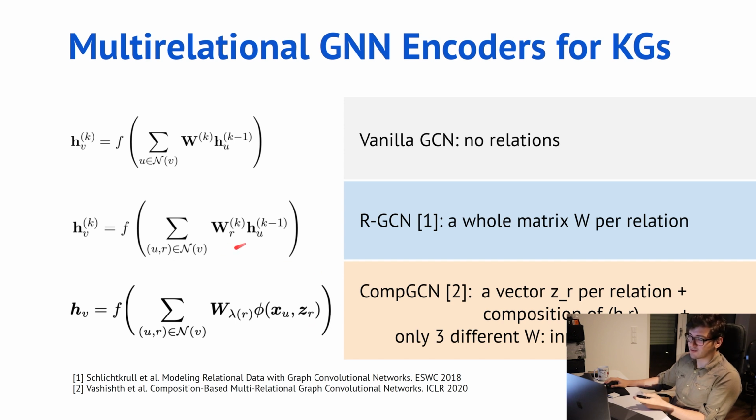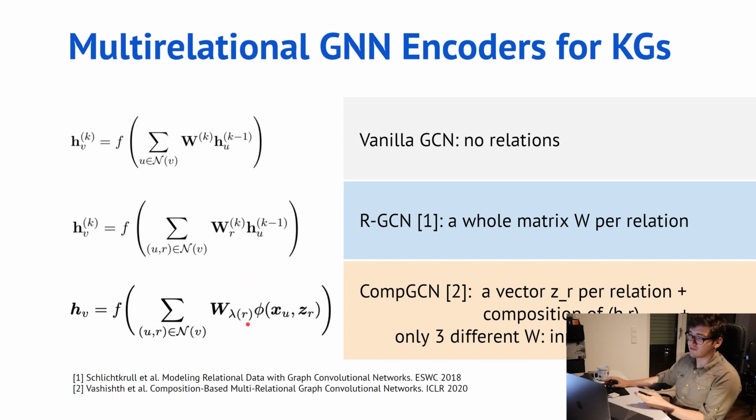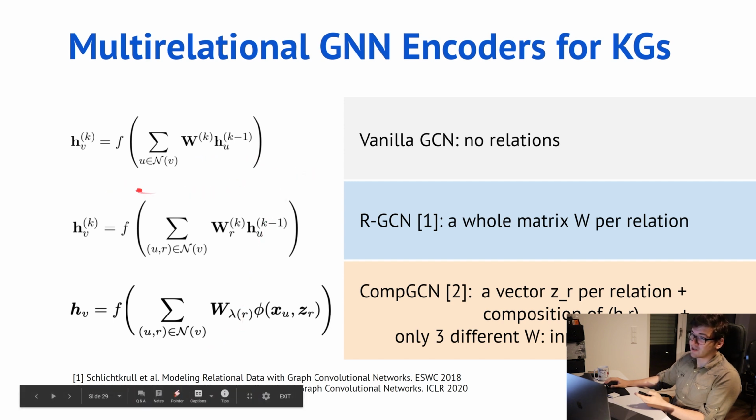So not just transformation matrices, but just a vector, and you have a certain composition function phi, which combines subject and relation. Here it's u and r, and then essentially you have only 3 different transformation matrices for input, output, and self loops, and this reduces number of parameters, and it also works faster. And you see, well, that's still not a big difference from the original aggregation step from the GCN. Still, we have already here much more information tucked in.